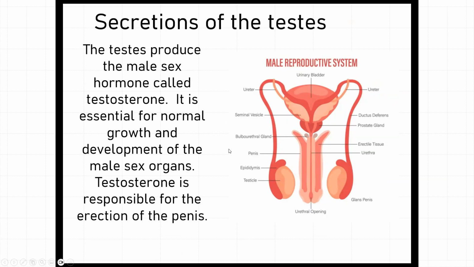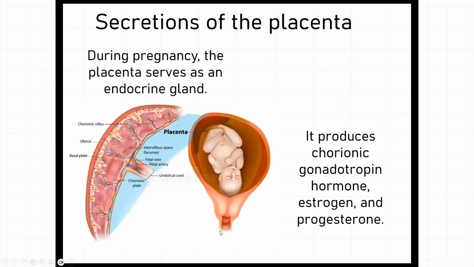Secretions of the testes. The testes produce the male sex hormone called testosterone. It is essential for normal growth and development of the male sex organs. Testosterone is responsible for the erection of the penis as well. Secretion of the placenta. During pregnancy, the placenta serves as an endocrine gland. It produces chorionic gonadotropin hormone, estrogen, and progesterone.